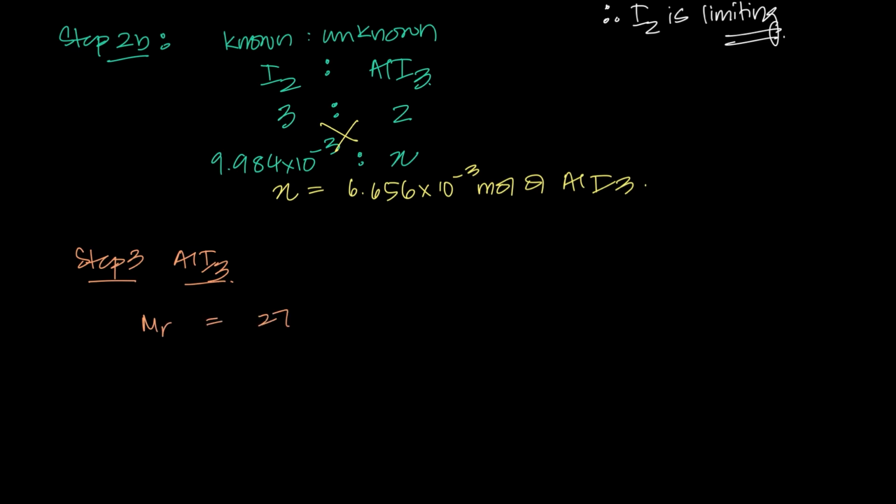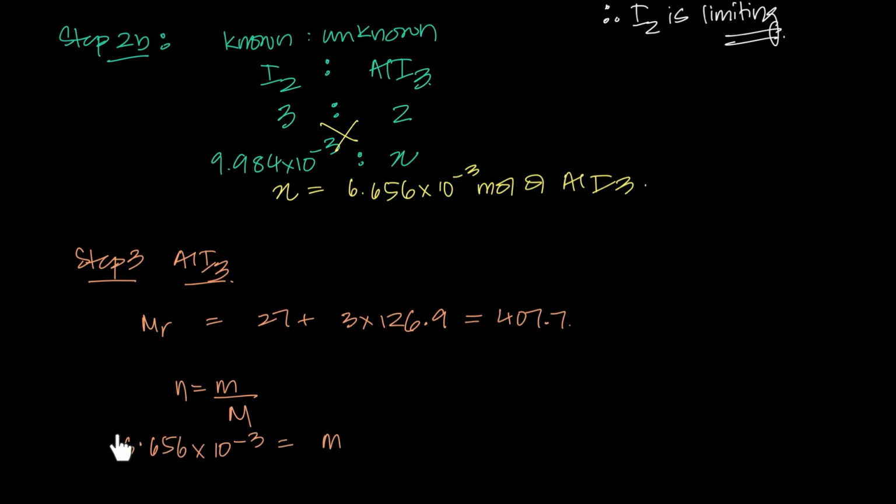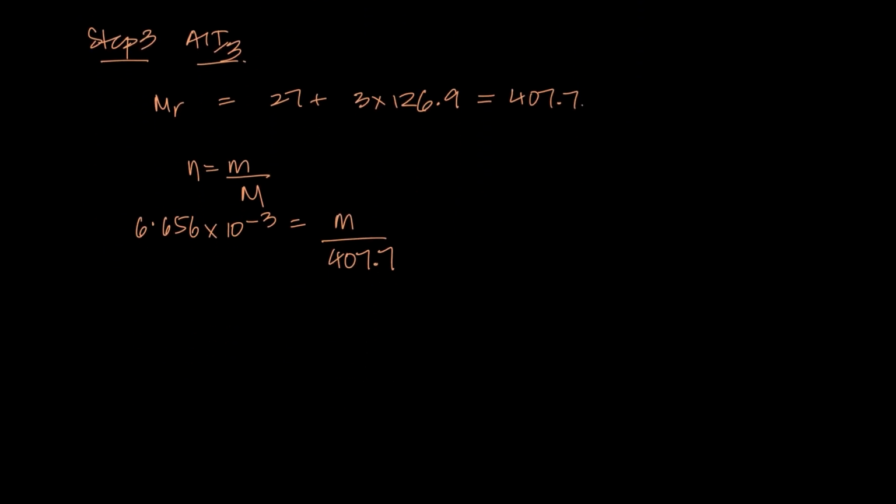The quantity you need. So you're going to use number of moles as mass over molar mass, right? And the molar mass you can find out. Al is 27 and iodine is 127.9 times 3, giving 407.7. So now I'm going to use mass over molar mass as a formula. I have the number of moles, I have the molar mass. Number of moles is equal to mass over molar mass. And this gets you m as what? That's the actual mass. So the m value here comes out to 2.71 grams of AlI3.